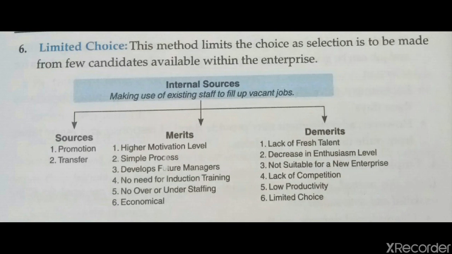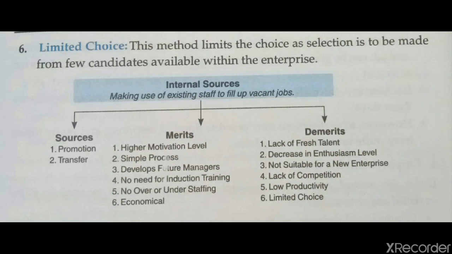Next is the limited choice. This method limits the choice as selection is to be made from few candidates. Now when we talk about the external source, you have a large pool of candidates available. But in this case, a few candidates will be available, and from those candidates we have to select which person has to be promoted. So it limits the choice.